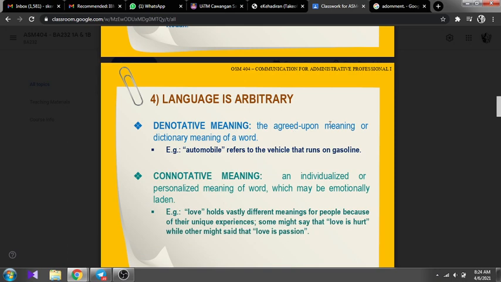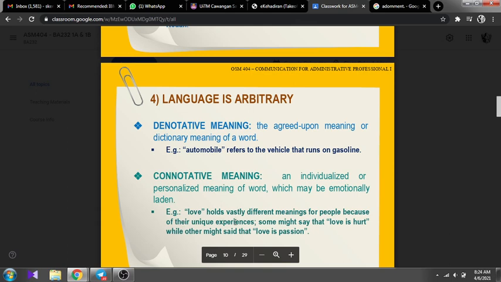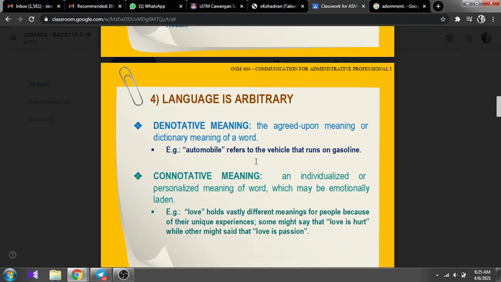Denotative meaning is the agreed upon meaning or dictionary meaning of a word, the same as what is translated in the dictionary in the book. But another one is connotative meaning, an individualized or personalized meaning of a word which may be emotionally laden. An example is love. It holds vastly different meanings for people because of their unique experiences. Some might say love is hurt, while others might say love is passion. I think love is happy. Connotative meaning is related to your personal, your own interpretation, compared to denotative meaning, which is what is in the book. That's what I can understand here.